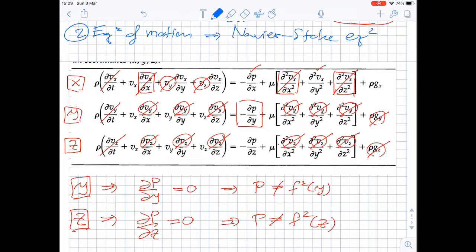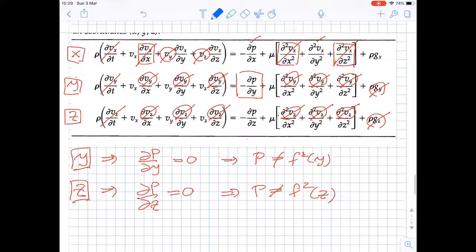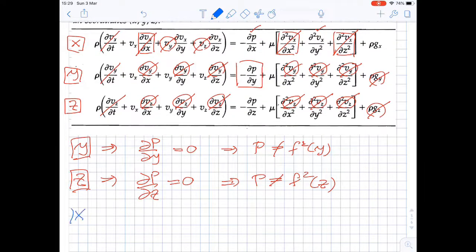Then that might be useful for us should be equation from x momentum. So from x momentum, the left hand side is 0. Right hand side you have dP by dx plus mu del square Vx by y square plus rho g. In this case, g and gx are the same.